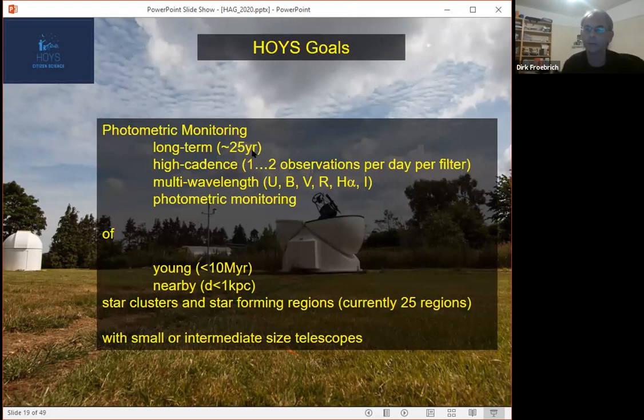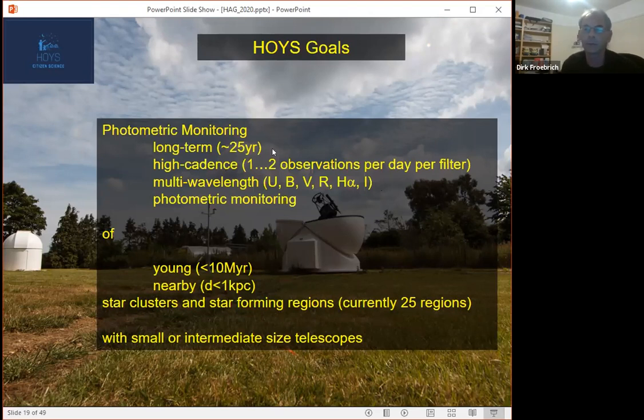A, we would like to do this for 25 years, because that gets me to retirement, and B, we want to probe the inner 3 to 5 astronomical units, and if you want to see if there's anything periodic up to 5 astronomical units, then it will come back about 3 times in those 25 years. So you actually know it's really periodic. And we also want to do this observing at least once, if not twice, every day, if you possibly can, at multiple wavelengths. So everything in the optical, including the hydrogen alpha filter.